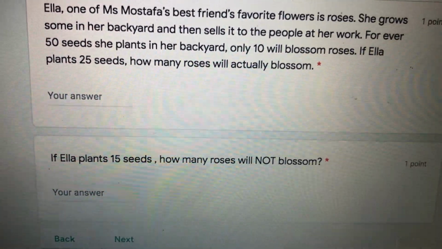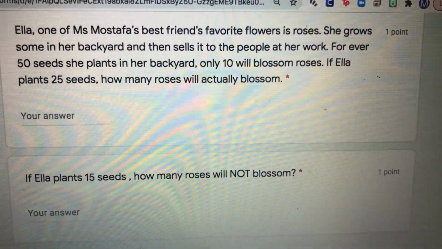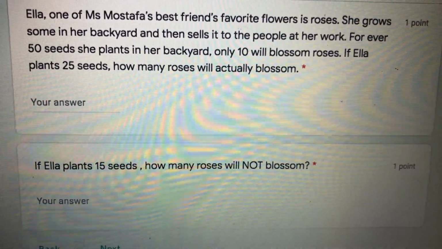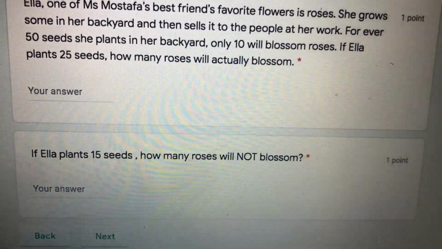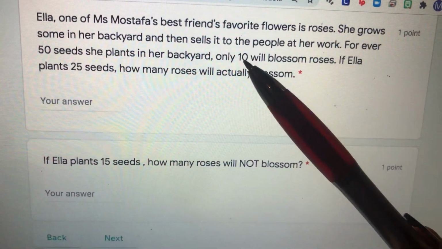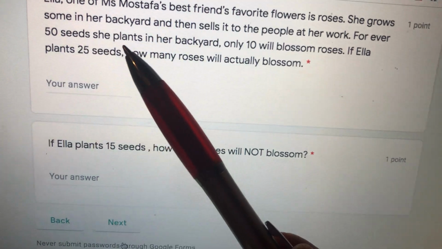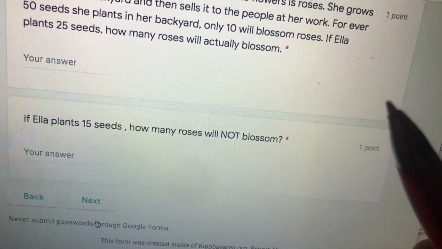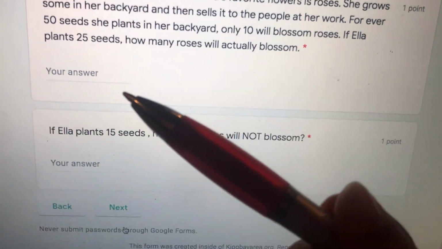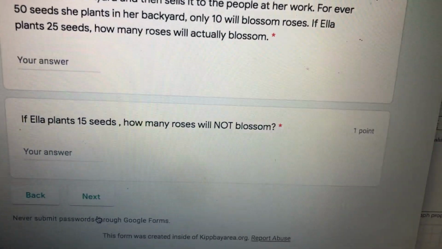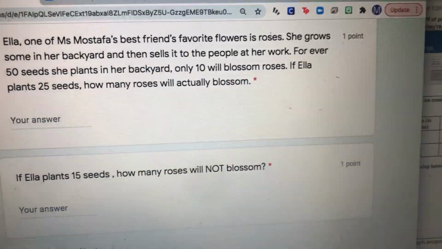So Ella, one of Miss Mustafa's best friend's favorite flowers is roses. She grows some in her backyard and then sells it to the people at her work. So here's where we need this important information. For every 50 seeds she plants in her backyard, only 10 will blossom roses. If Ella plants 25 seeds, how many roses will actually blossom?